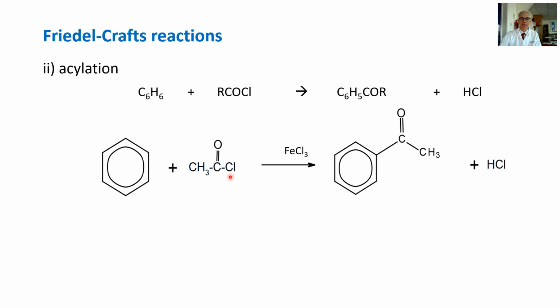So the chlorine in the acyl chloride ends up in the hydrogen chloride. A hydrogen from the benzene ring leaves and contributes to the hydrogen chloride. The carbon of the acyl or carbonyl group forms a carbon-carbon bond with the carbon of the benzene ring. So this is the topic of our lesson. We've formed a carbon-carbon bond here. Of course, the catalyst or the halogen carrier is, for instance, iron 3 chloride.